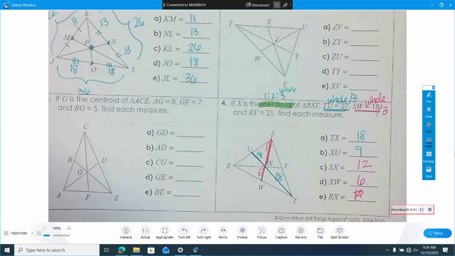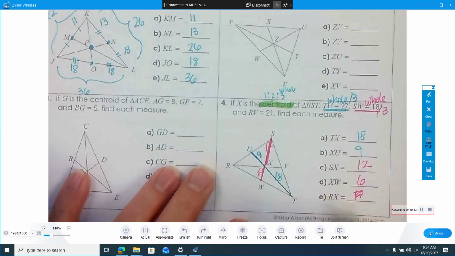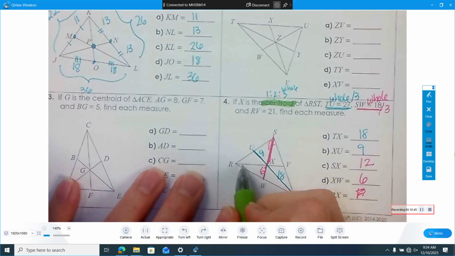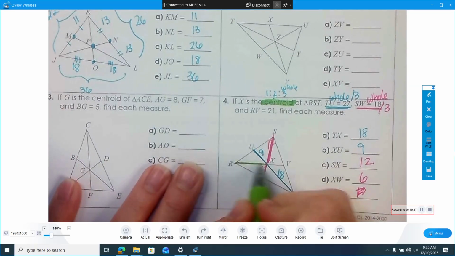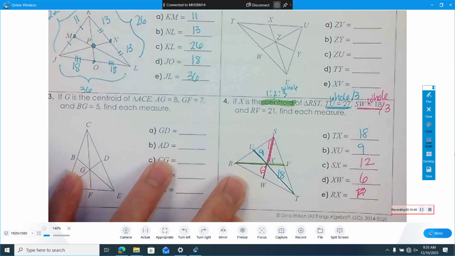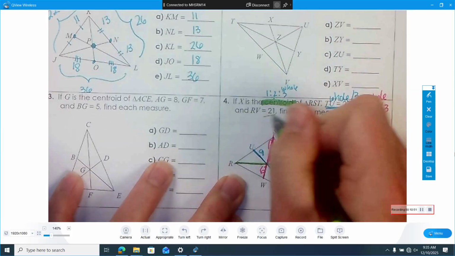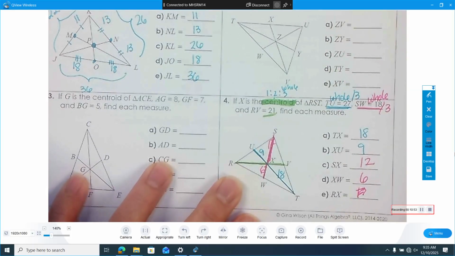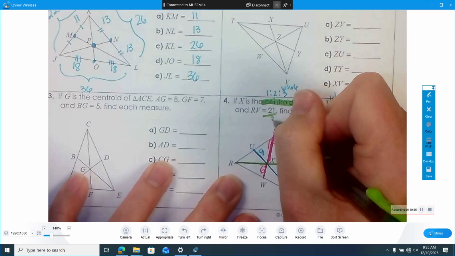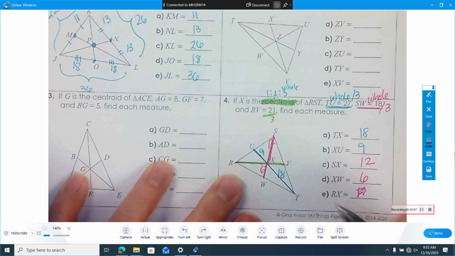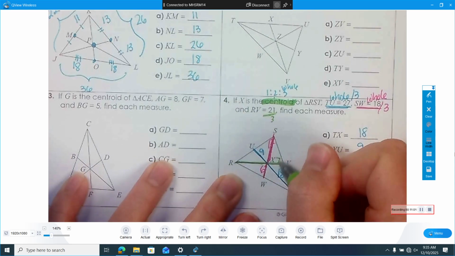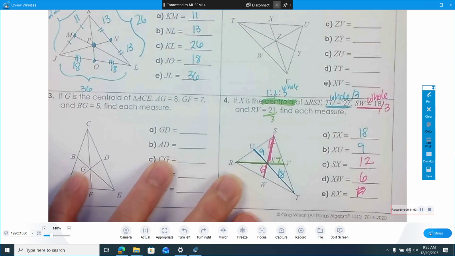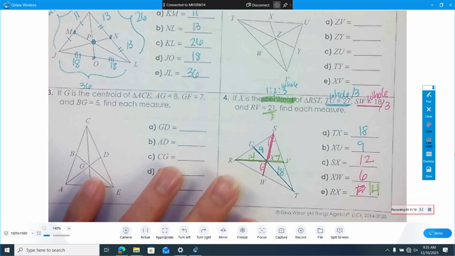And RX, they only want RX, so that's this piece. However, let's see, the whole thing is 21. What do we need to do? Divide by 3. That gives me 7, which is the small piece. The little piece is 7. What's the RX? 14. All right, so this is 14. RX is 14.